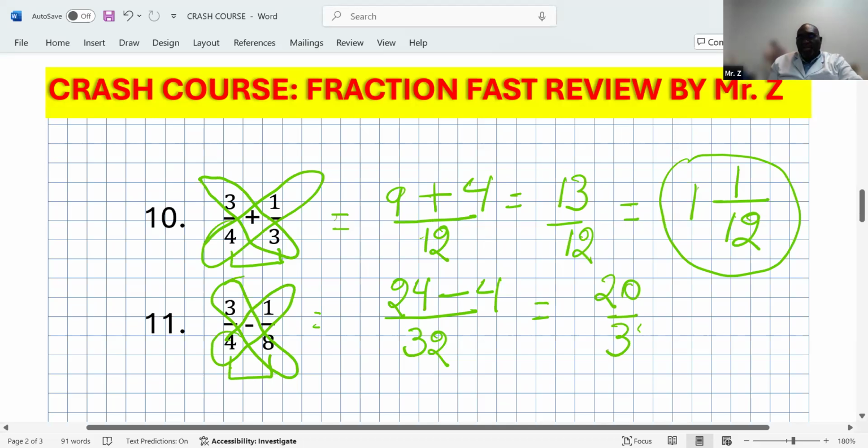What kind of fraction is this? This is a proper fraction. Then this can be simplified by 4. It gives you 20 divided by 4, it gives you 5. And 32 divided by 4, it gives you 8. This one here, it's your proper fraction.